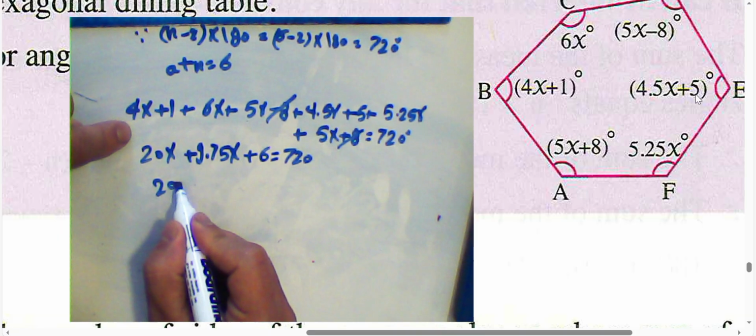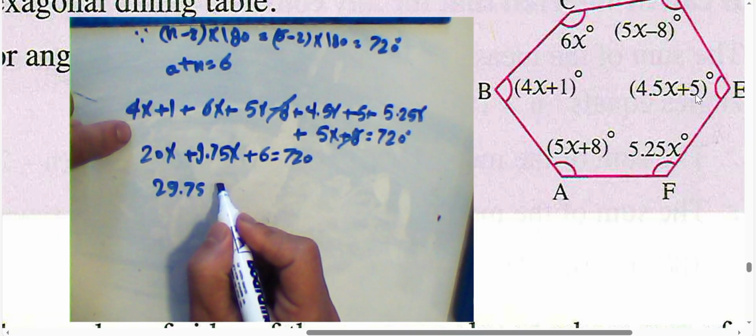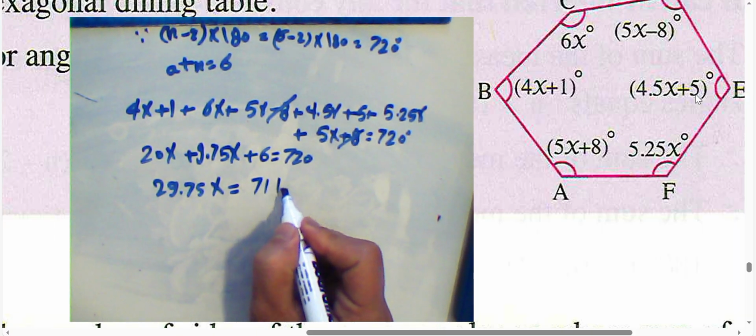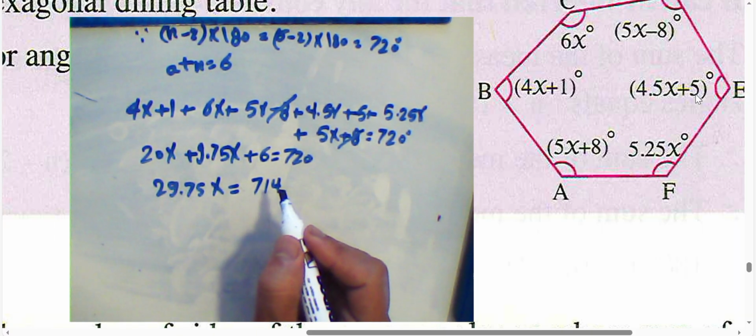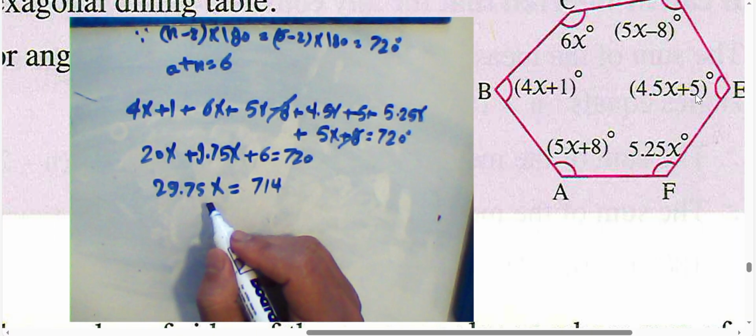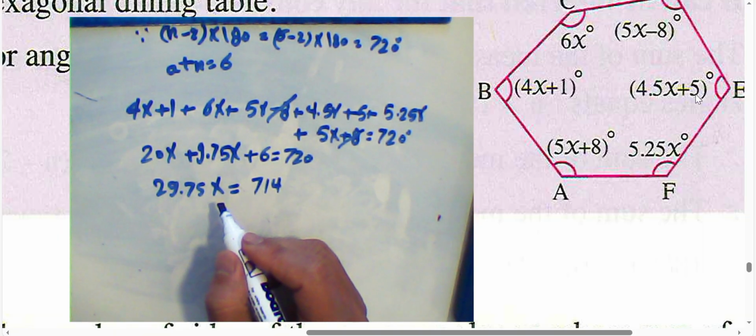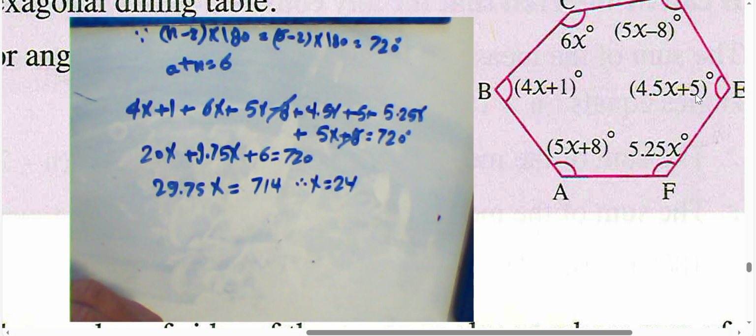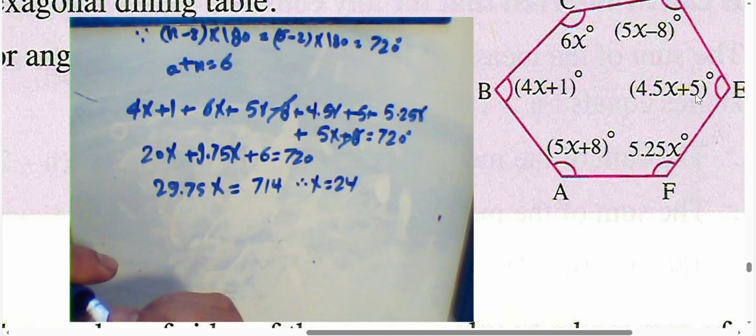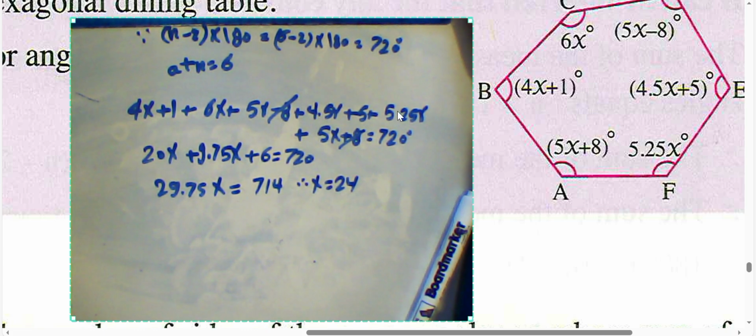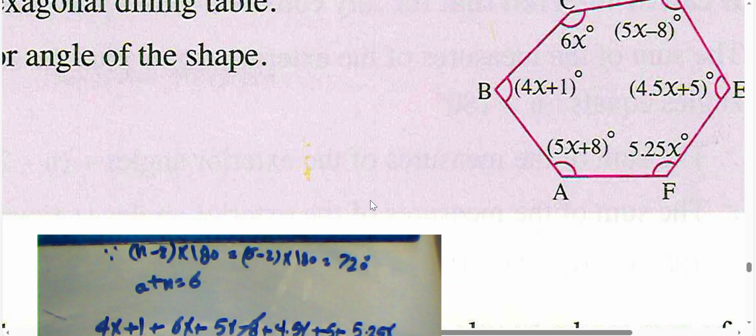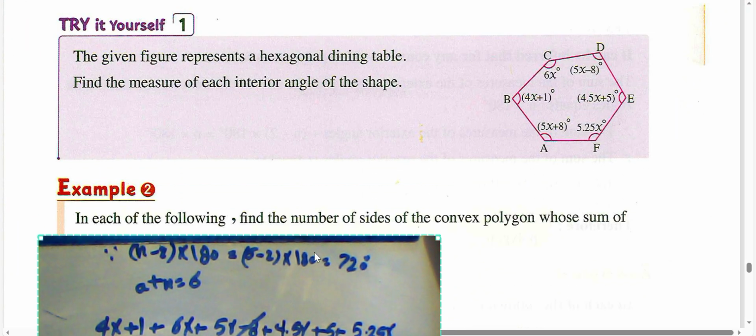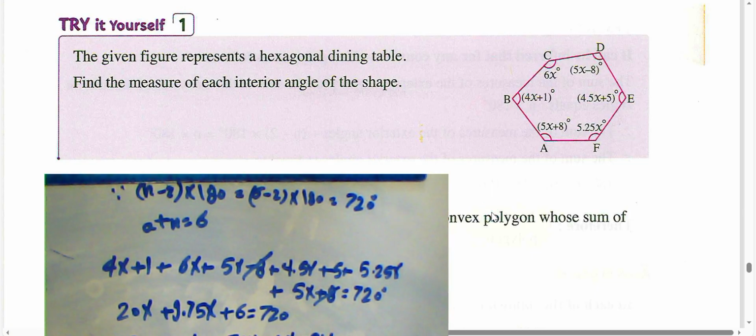Then 29.75x equals 720 subtract 6, which will be 714. We divide 714 by 29.75, and it will be 24. Then the value of x equals 24. Okay, you must know this property to find the answer: the sum of interior angles of a polygon is (n minus 2) times 180.